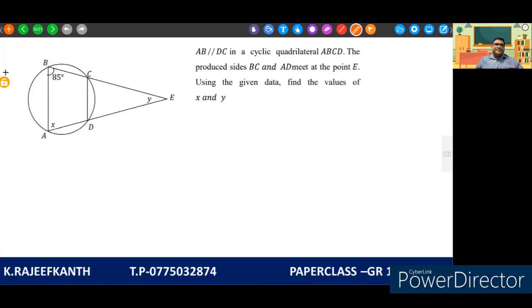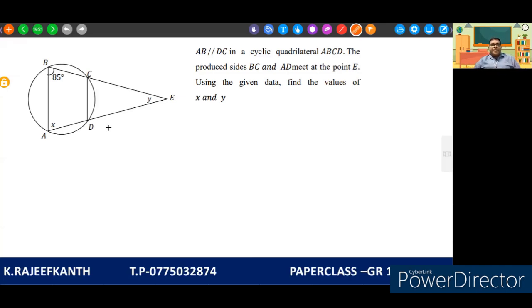Next one. AB is parallel to DC in a cyclic quadrilateral ABCD. The produced sides BC and AD meet at the point E. Using the given data, find the values of X and Y. So you have to find the value of X and Y.